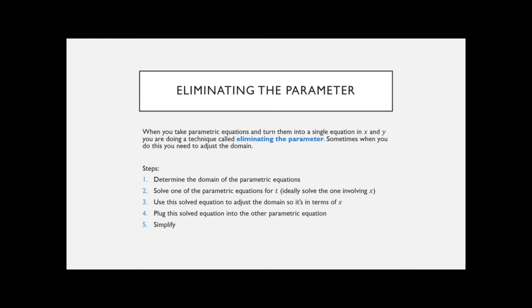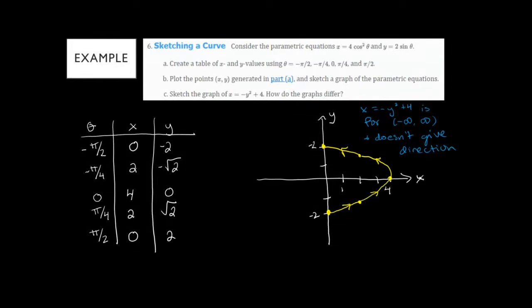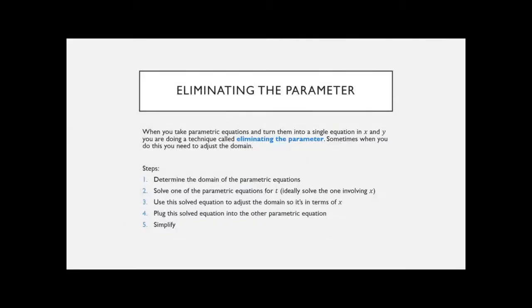Now sometimes you do have to adjust the domain when you do this, because notice our domain here only graphed x from 0 to 4, and so the graph with x and y had a larger domain. So sometimes you do have to add restrictions to get the same thing. Like say, oh, we really only want this from 0 to 4 on our x to get the same picture. So you do sometimes have to adjust your domain so you get the same picture. But that's basically what it is: you're just solving one equation for t, plugging it into the other, and you've eliminated the parameter.